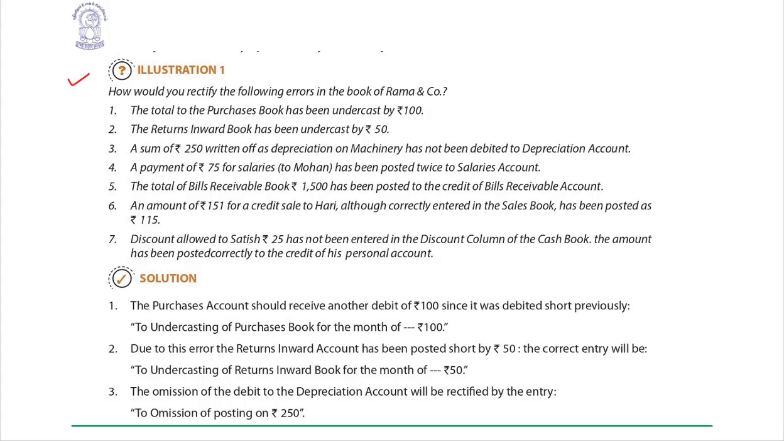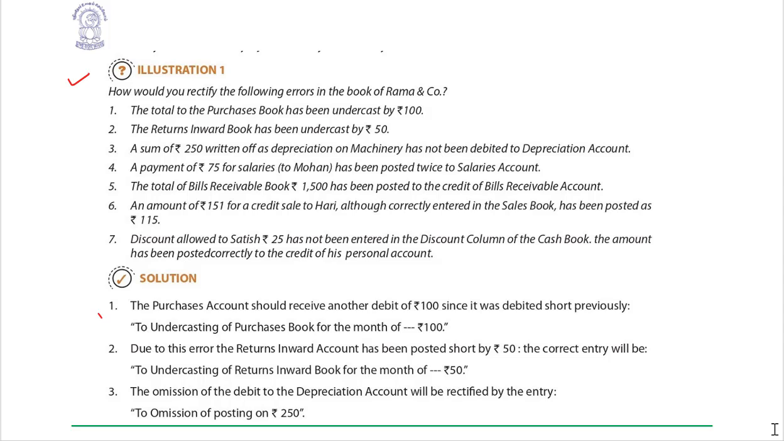Illustration 1. How would you rectify the following errors in the books of Rama and Company? Just read the question. The total of the purchase book has been undercast by 100. My dear students, the total is undercast by 100. That means the balance of the purchase account is less by 100. So we'll put an additional 100 in the purchase account. I believe you understood.